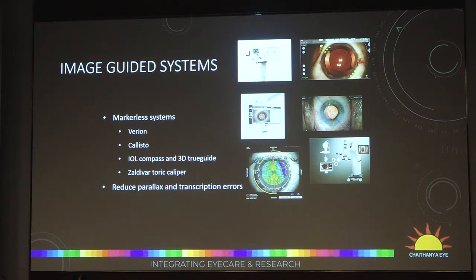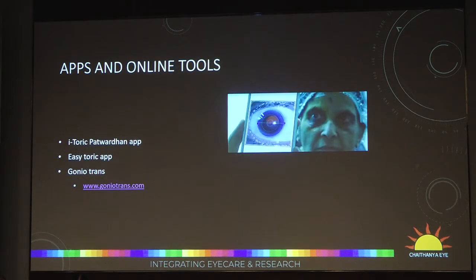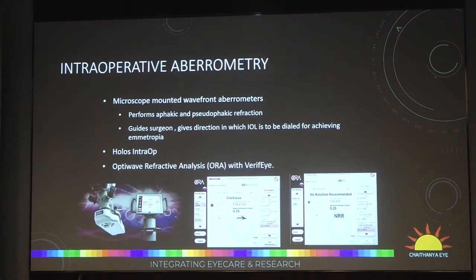Or you can calculate your own SIA by going to the website, siacalculator.com. There are various image-guided systems: Verion, Callisto, IOL Compass, Zaldivar, Toric Caliper. They help in reducing the parallax and transcription errors while you transfer data from one instrument to the other. There are a number of online tools. This is not an exhaustive list. There are various tools that you can use, apps and online tools using mobile phone photography.